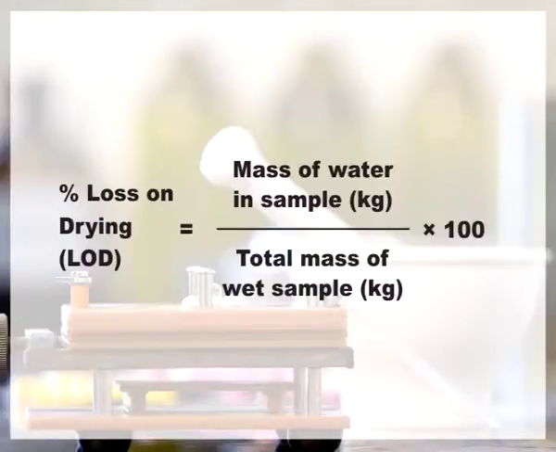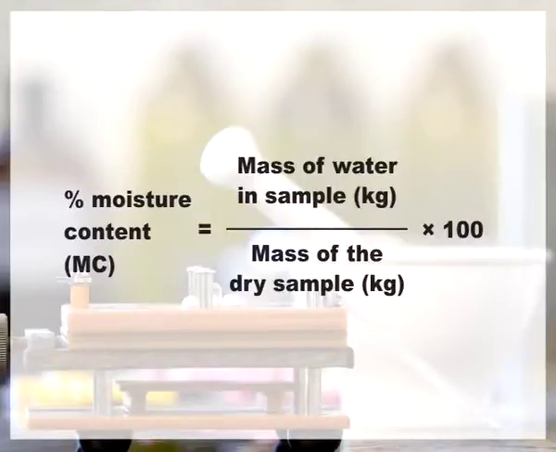The moisture present in the solid can be expressed on a wet weight or dry weight basis. Percentage loss on drying, that is known as LOD, is equal to mass of water in sample in kilogram upon total mass of wet sample in kilogram into 100%. Now, we can calculate the moisture content by using this formula: mass of water in the sample upon mass of the dry sample into 100.